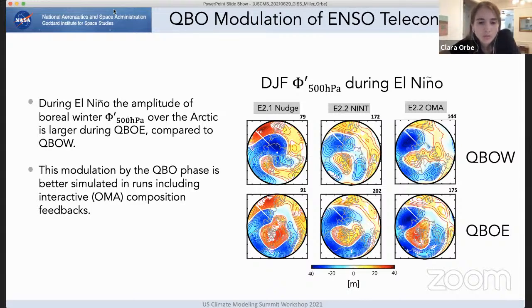And so what we can see by looking through all the figures is that there definitely is a modulation of the Arctic geopotential height anomalies, namely that they're more positive during QBO East as compared to QBO West, if we compare the bottom and the top. And so this is represented in all configurations of the model. We can also see, if we compare the middle and the right-hand panels, that both the non-interactive and interactive versions are capturing this, but that the amplitude of this response is much larger in the version of the model that has the interactive composition, namely ozone feedbacks. The next slide, please.